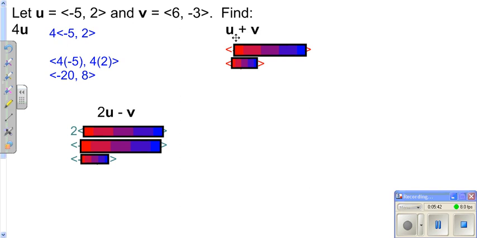Here you need to take your u and your v and add them together. So here's your u plus your v, so you got to add your two x's together, add your two y's together, and that's what we're doing here.